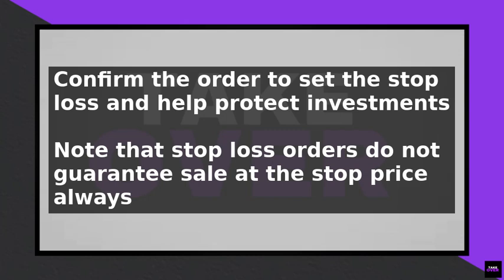In conclusion, setting up a stop loss on Robinhood options is a simple and effective way to manage risk and limit potential losses. By following these steps and setting a stop loss order, you can help protect your investments and achieve your long-term financial goals.